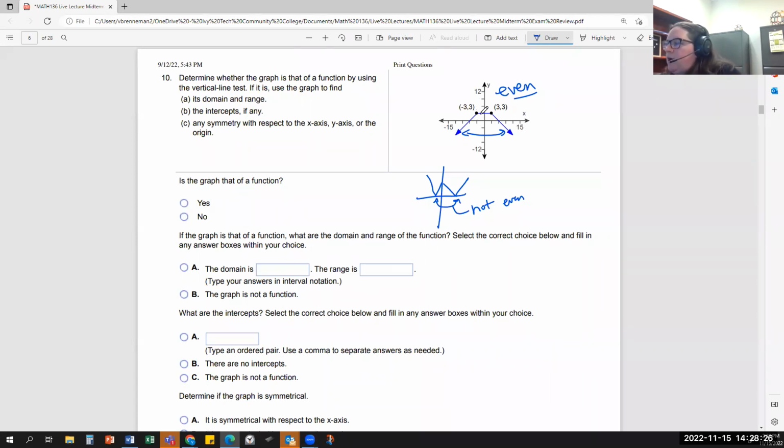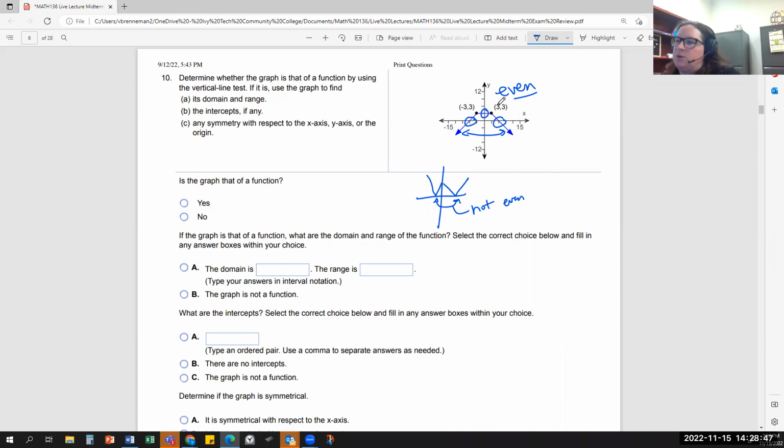Notice, even though we don't have dots marked, we do have 3 intercepts. So intercepts don't have to be marked with a dot. They don't have to be labeled with an ordered pair. They're anywhere that the graph is crossing or touching the x and y axis. So be aware of that.